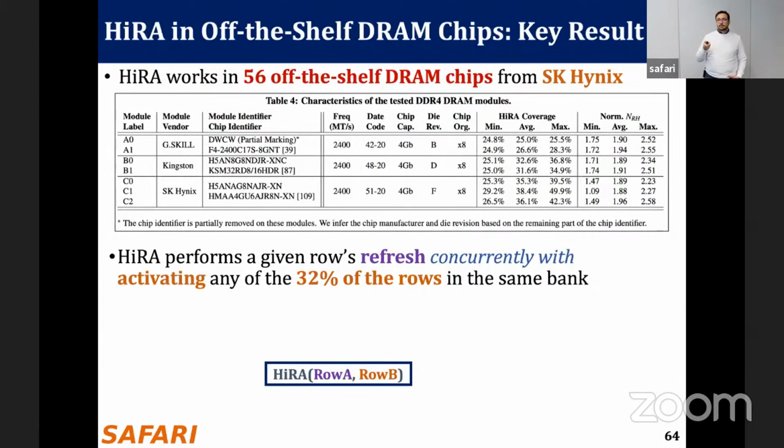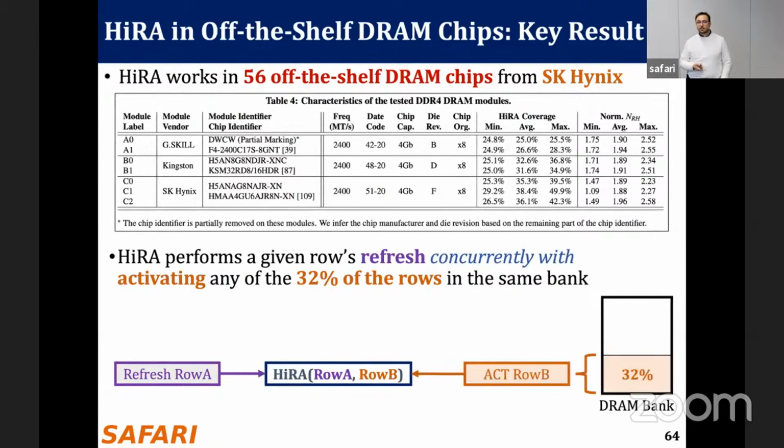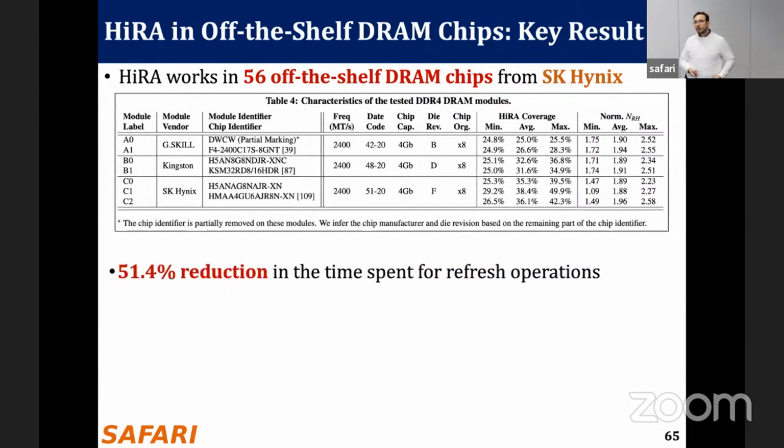We observe that HiRA can work on 56 off-the-shelf DRAM chips from SK Hynix, and it performs a given row's refresh concurrently with activating any of the 32% of the other rows in the same bank. So you choose a row to refresh, and you want to find another row to pair this refresh with, and then you want to activate that other row, and you cannot do it for every other row, right? But there are 32% of the rows in the bank that you can perform this parallelism with.